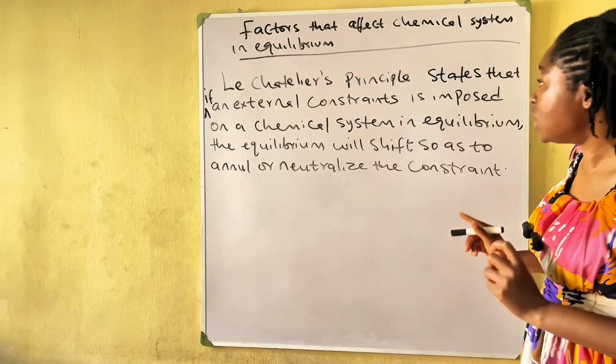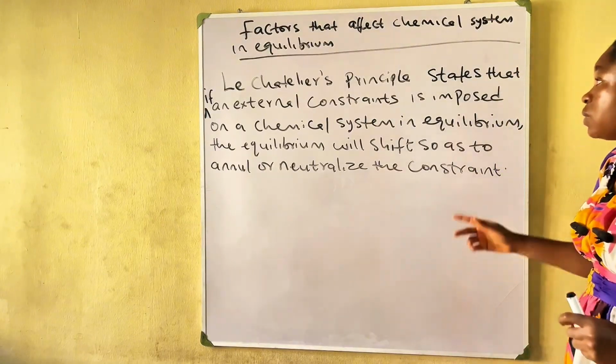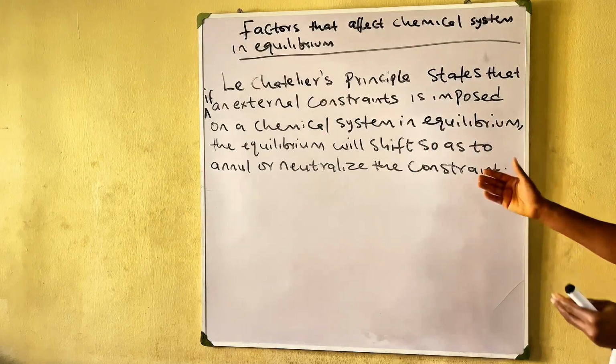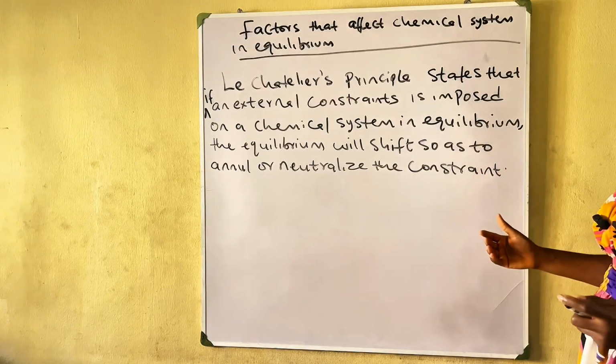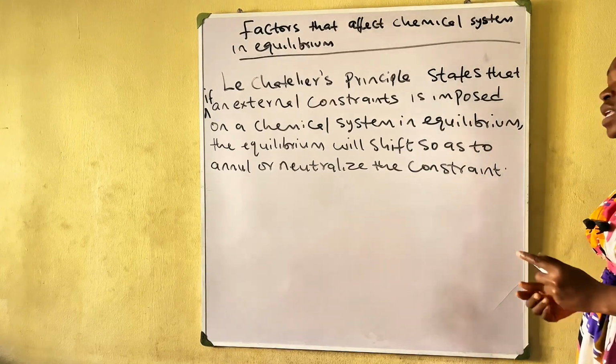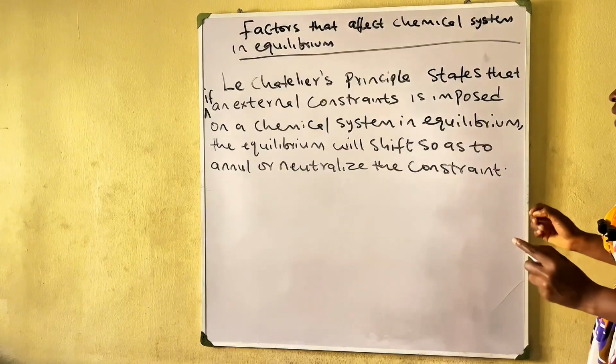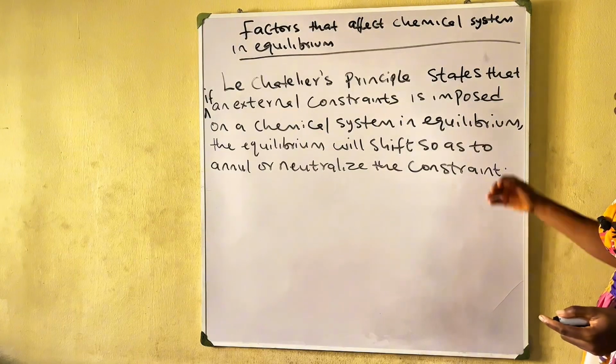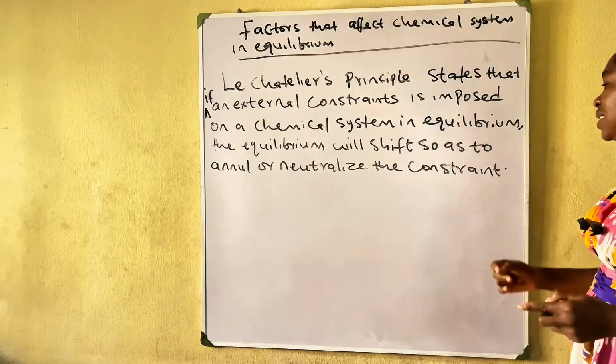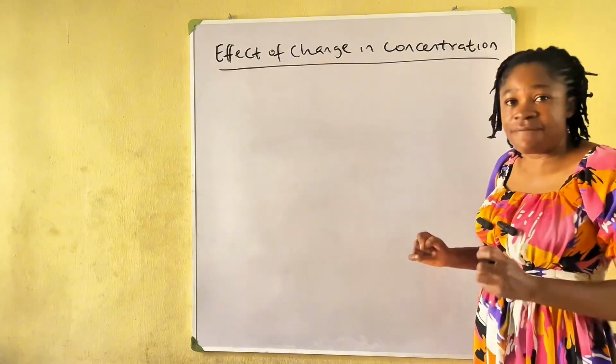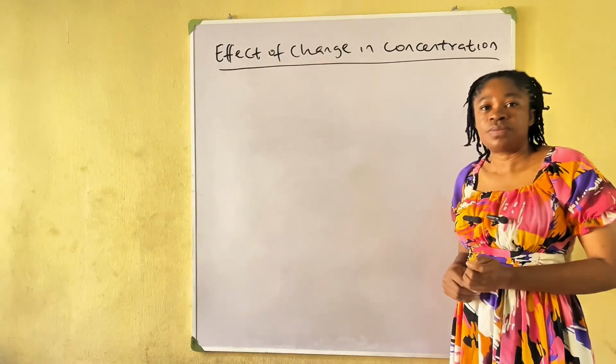So we're stating Le Chatelier's principle. Le Chatelier's principle states that if an external constraint is imposed on a chemical system in equilibrium, the equilibrium will shift so as to annul or cancel or neutralize the constraint. So let us look at the effect of change in concentration.